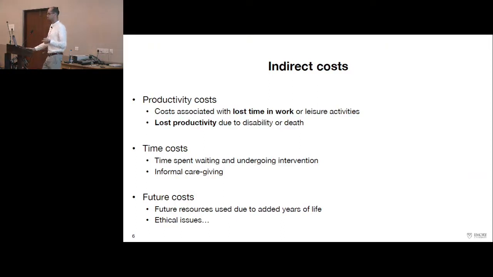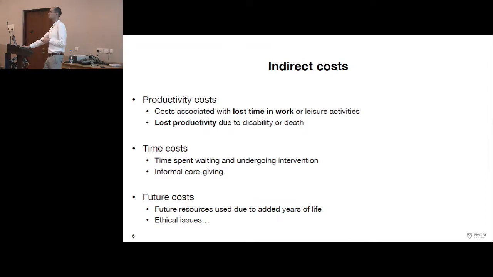It depends. If you have an elderly population, their lost productivity will be pretty much zero. But they may still incur some cost by just undergoing the procedure itself. While for younger people, or maybe the same thing applies for kids, their productivity also doesn't really change that much. But the intervention may impose a certain burden on them by just keeping them in the hospital and during recovery time.